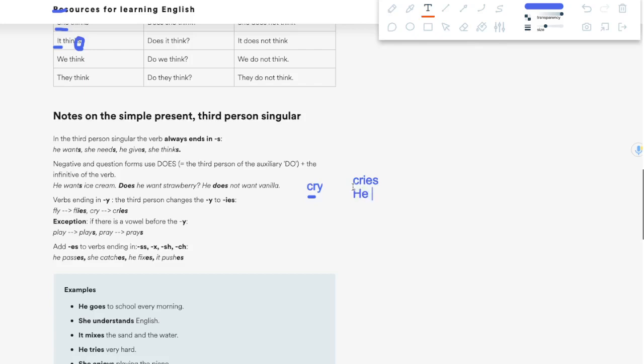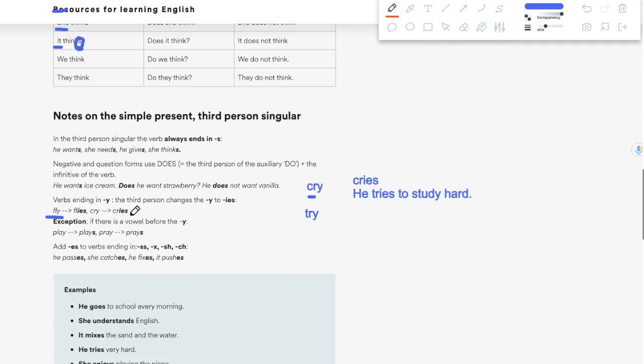I'm going to set an example here. He tries to study hard. Over here we have the example of the verb try. The verb try in its infinitive form is try. But when we want to use it in the simple present with the subject he, the verb needs to be conjugated. So we add es to the verb according to the rule. The rule is clear over here. The verb fly changes to flies, and the verb cry changes to cries.